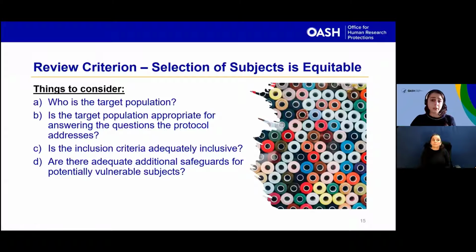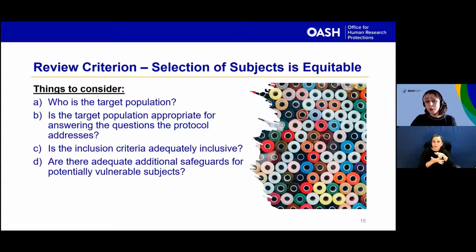Okay, so another criterion of the 111 review criteria is that the selection of subjects be equitable. So in making this assessment, the IRB is asked to take into account the purpose of the research and the setting in which the research will be conducted. And so here, an IRB may look at who the target population is, ask if the specified target population is appropriate for answering the research question, and it may also consider if you've adequately explained your inclusion and exclusion criteria.